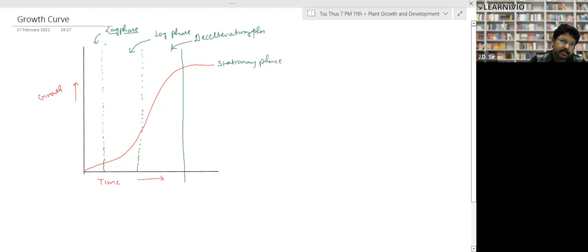In the lag phase, the growth is very slow. At the initial stage, when the plant or seed starts germinating, the growth is very slow. Then in the log phase, the growth is very fast, a steep graph, right? In the decelerating phase, the growth rate starts decreasing. And in the stationary phase, the growth rate becomes stable, right? So that is the growth curve.